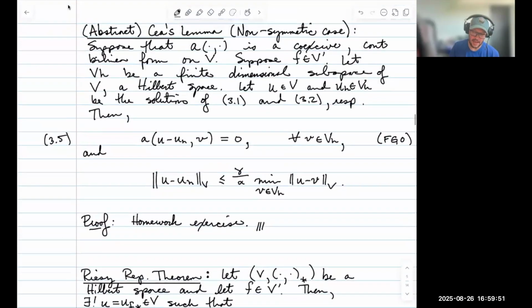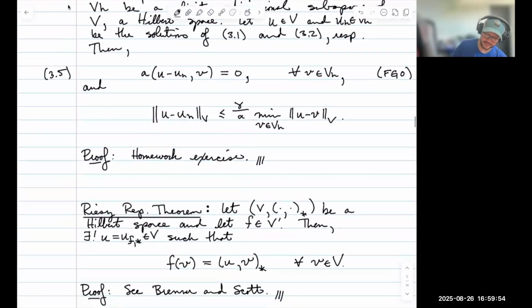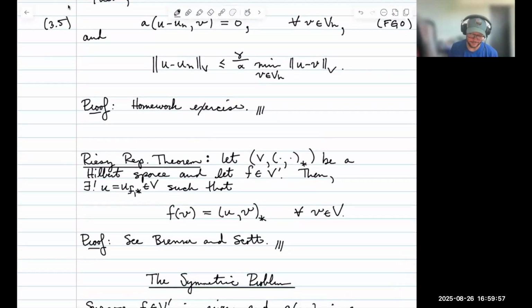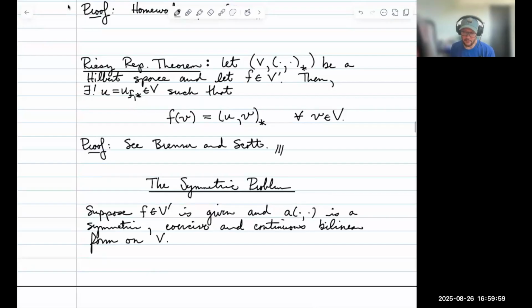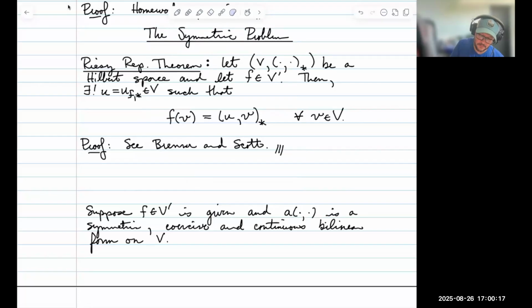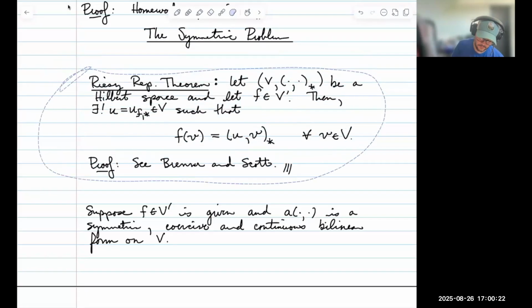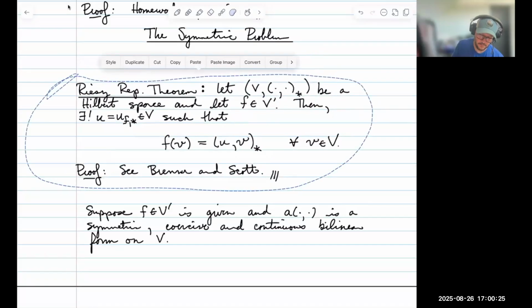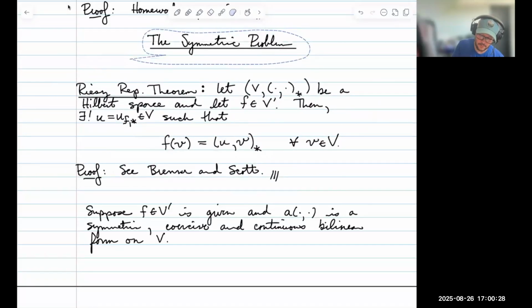All right. So that's the abstract version of Say's lemma, which I'm going to ask you to prove in homework. Now we'll go through the symmetric version of that. And to do the symmetric version of the problem, we need something called the Riesz representation theorem. I guess this is a little bit out of place, so let me take this and put this up here. Through the magic of, there we go.